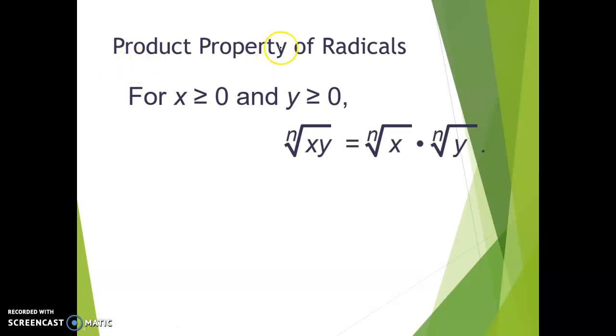The product property of radicals says that for x being greater than or equal to 0 and y being greater than or equal to 0, if we've got these two factors underneath a root symbol, we can actually split them apart. So if I have 2 or more things being multiplied that are not less than 0 under a root symbol, I can kind of reverse distribute those factors and apply my index to each of these factors individually.